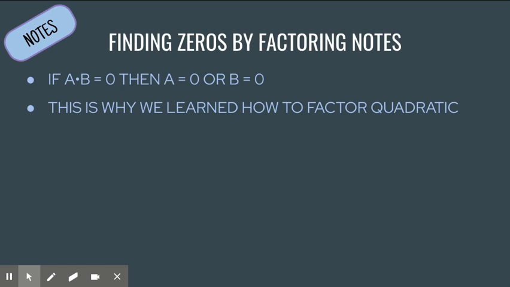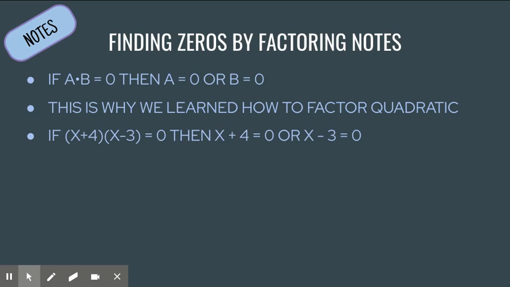This is why we learned how to factor quadratics. For example, if your two factors are x plus 4 and x minus 3, then either x plus 4 has to equal 0 or x minus 3 has to equal 0. Or it could be both of those are true. But as long as it's one or the other, then the whole thing becomes 0.